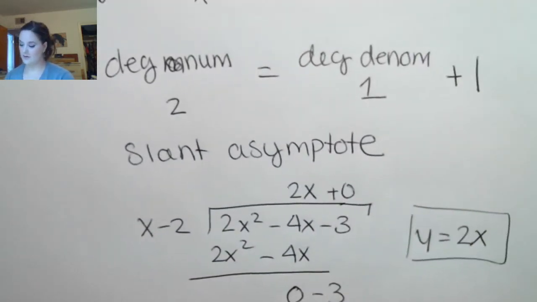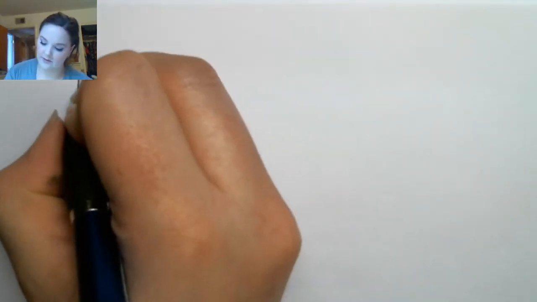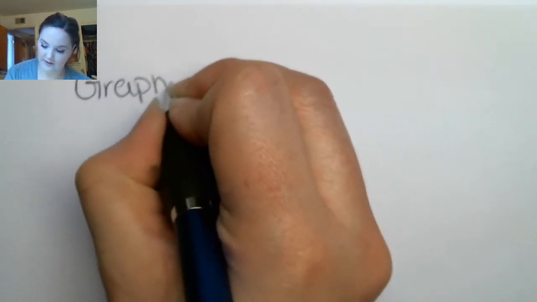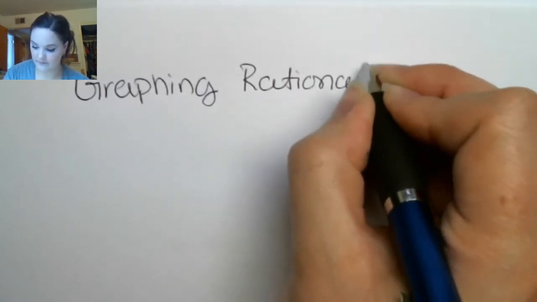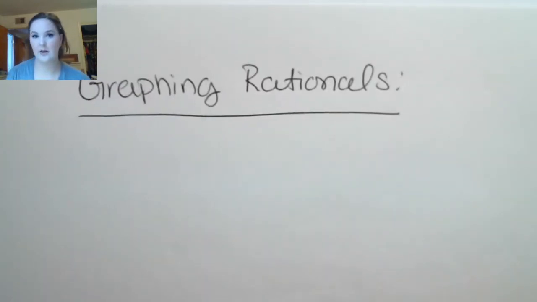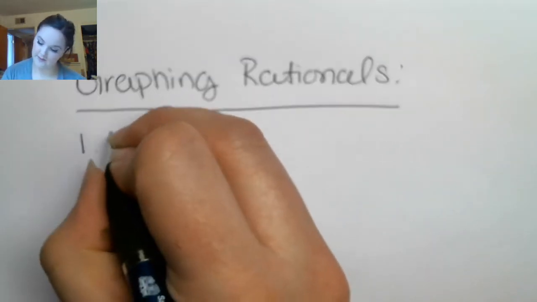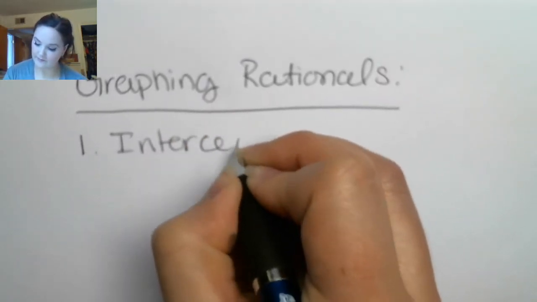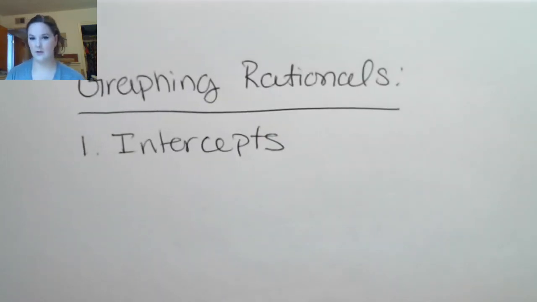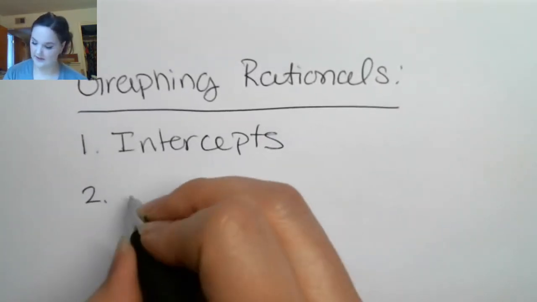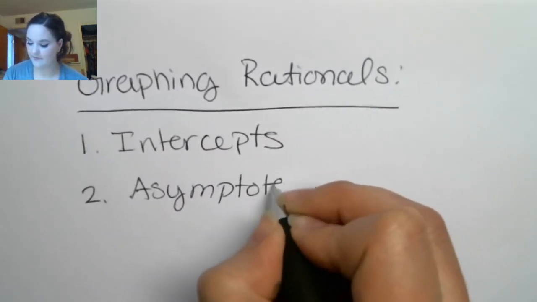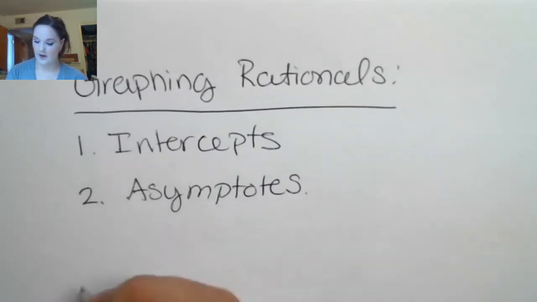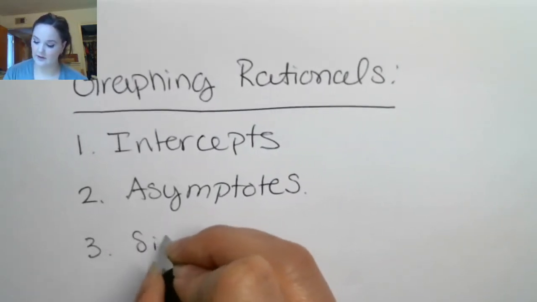Okay, so let's look at what we're going to need to actually graph. These are the 3 things that you really need for graphing. The first thing you need is the intercepts, both x and y. The second thing you need is the asymptotes. And then the third thing you need is a sign chart.